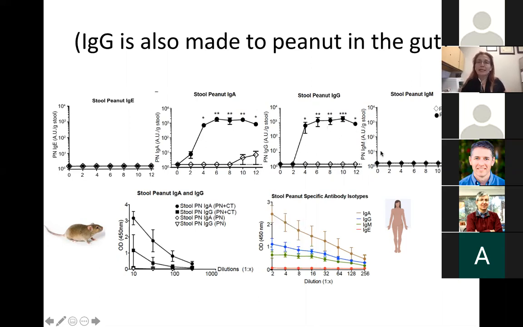And really surprisingly, you don't get any IgM. Maybe not surprisingly, you don't get any IgE either. That IgE response really is different. It's really in the serum. We'll come back to that in a little bit. But I think an open question in the field is, what is this IgG doing and how is it getting into the gut lumen? It doesn't get transported through the pIgR receptor the way IgA and IgM do.